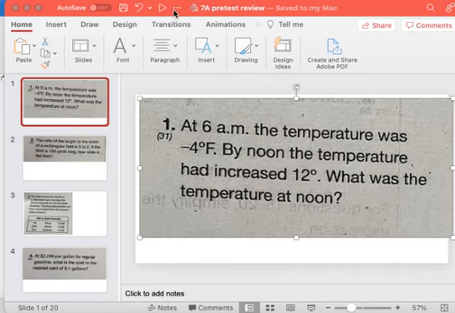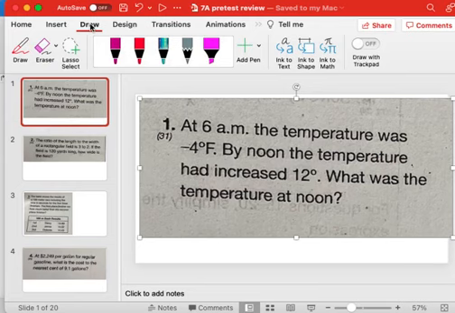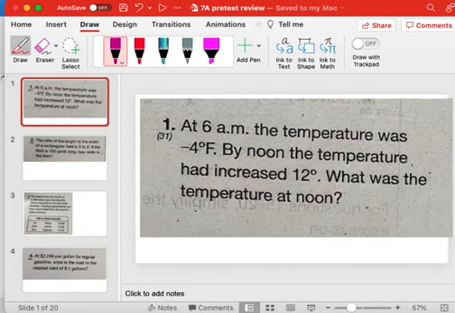At 6 a.m., the temperature was -4 degrees Fahrenheit. By noon, the temperature had increased 12 degrees. What was the temperature at noon? So we're going to start. Y'all are welcome to say something.